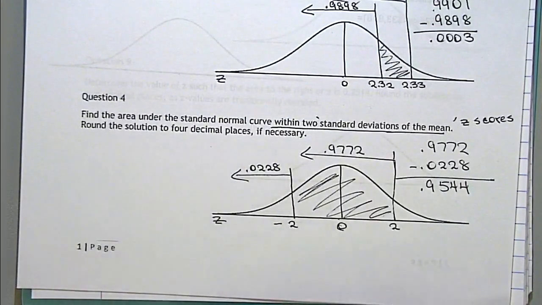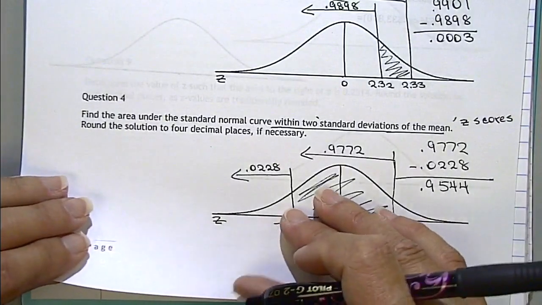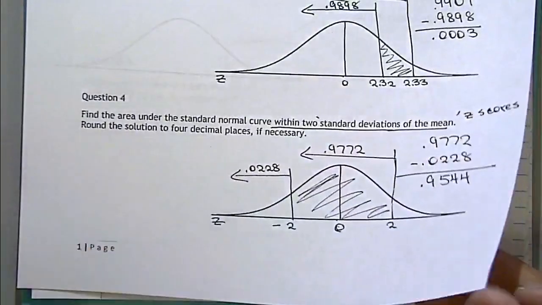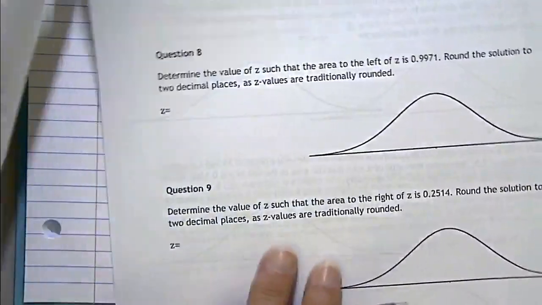Now that sort of plays into what we know about Chebyshev and the empirical rule, doesn't it? Within 2 standard deviations of the mean, how much? 95%, right? Isn't that what that says in the empirical rule? And this is a standard normal curve, so it is perfectly distributed. Okay? Let's take it a little step further.